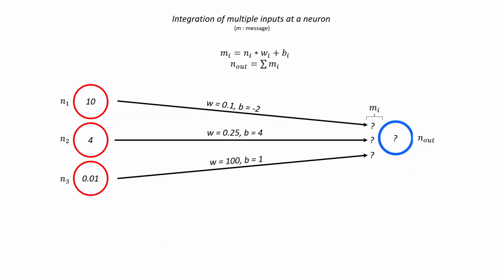So here is an example of multiple inputs to a neuron. Each of the red neurons sends a message to the next neuron. And like we discussed before, we simply multiply the value of each incoming neuron by the corresponding weight, then we add the corresponding bias, and that is the message. And here we get these following messages, and if we add all of the messages from the incoming neurons, then we get the value of the output neuron, which would be 6 in this case.